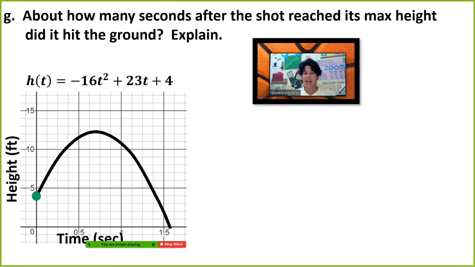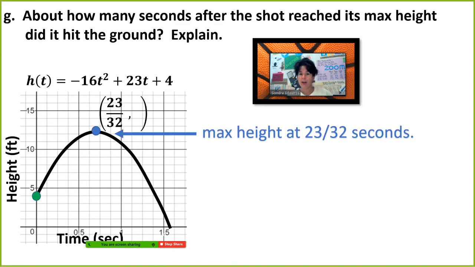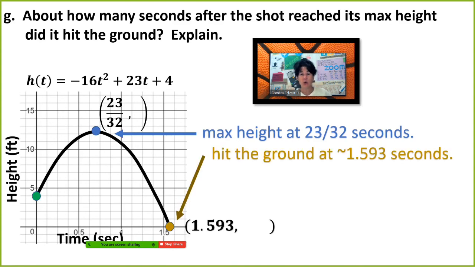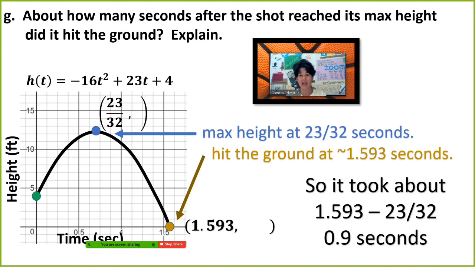Last question, about how many seconds after the shot reached its maximum height until it hit the ground? Well, there is the time it reached its maximum height. I'm just going with an estimate here, the time that it hit the ground. So the amount of time that went by from when it was at the maximum until it hit the ground is going to be the difference between those x coordinates. So I subtracted those, and it was about 0.9 seconds.